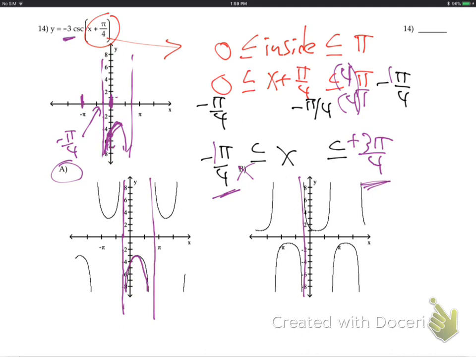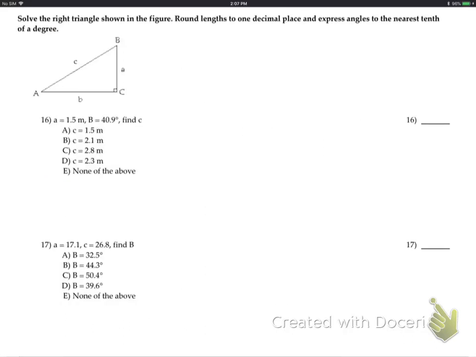So number 16. Okay, solve the triangle. So little a is 1.5 over there, and big B is 40. I don't have room to write this stuff. Here, let me just squeeze it. Little a is 1.5. Big B is 40.9 degrees. Find little c. So they want me to find this side.